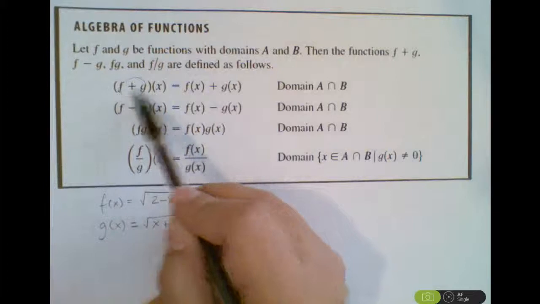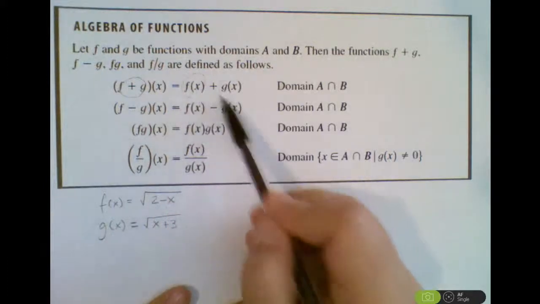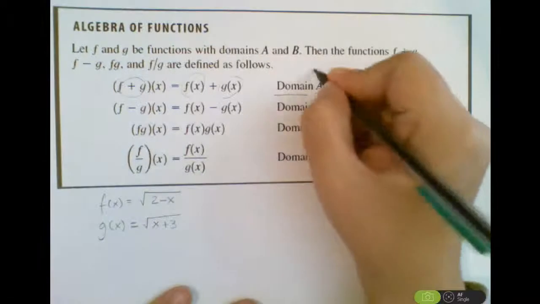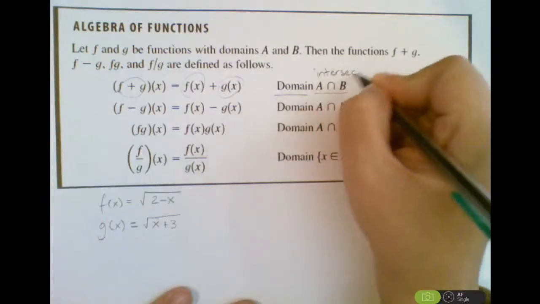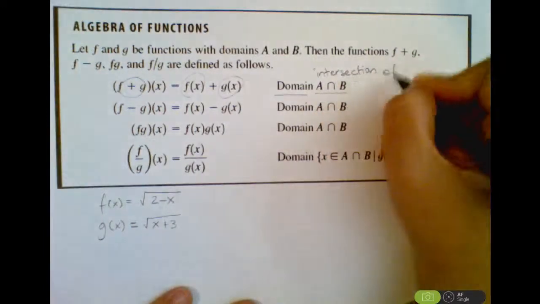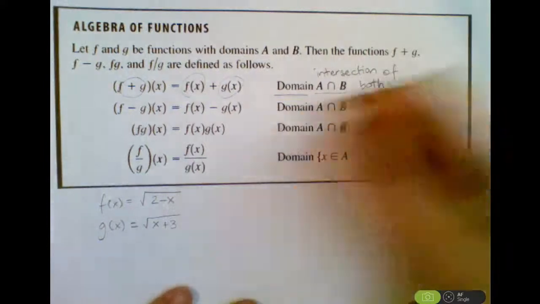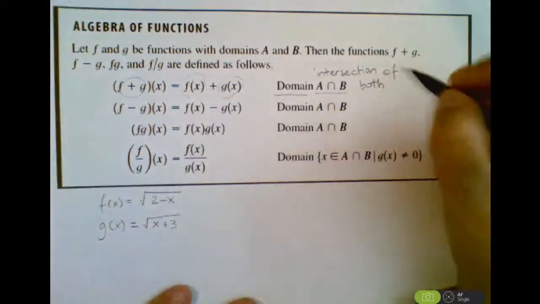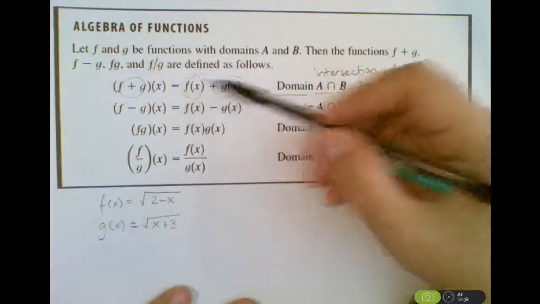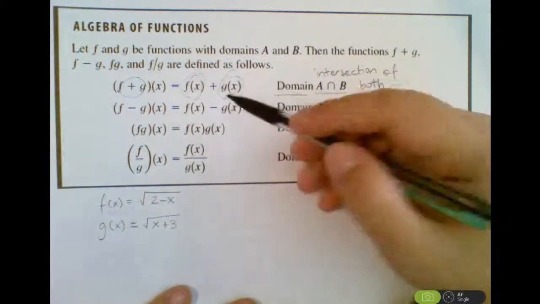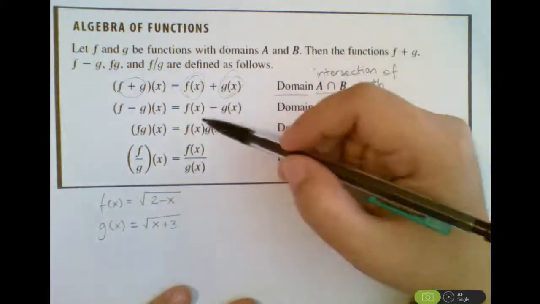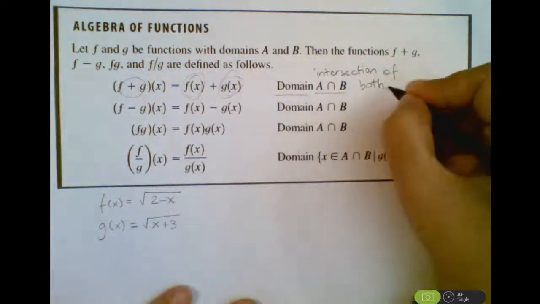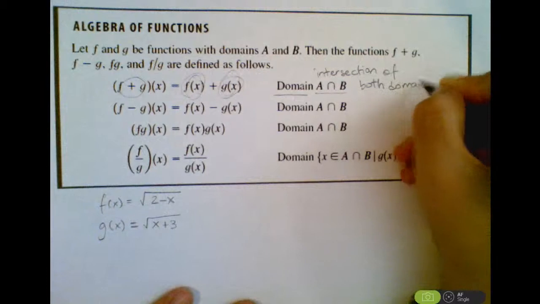If you're adding two functions, that's just adding one plus the other. And the domain of this function is going to be the intersection of both domains. And the idea is that you can always find the addition of two functions, as long as the input of f and the input of g intersect, meaning that whatever x you're evaluating has to be present in both of them. So this is the intersection of both domains.